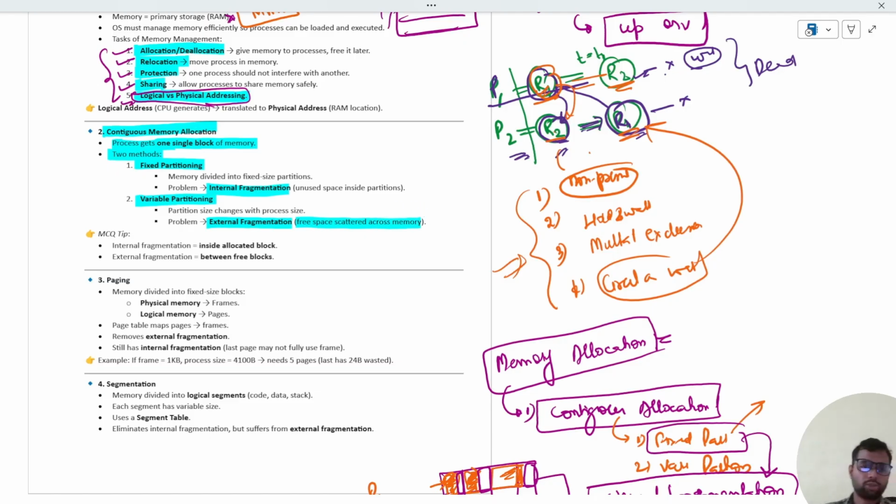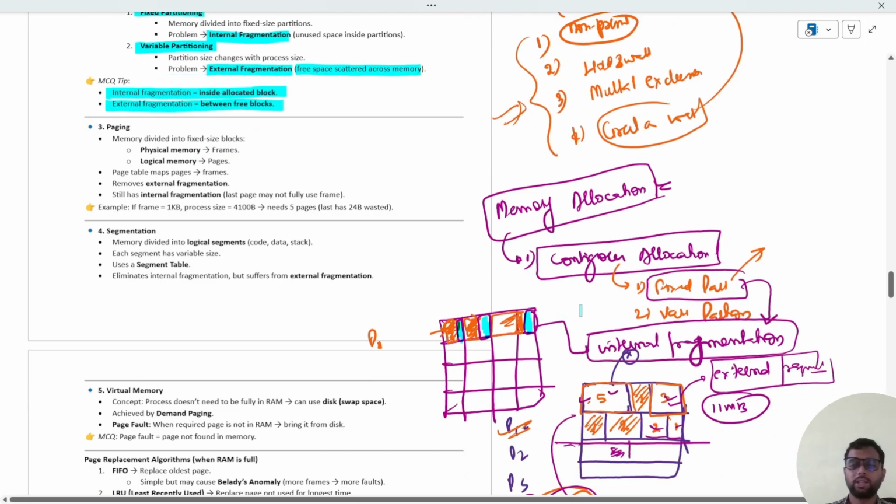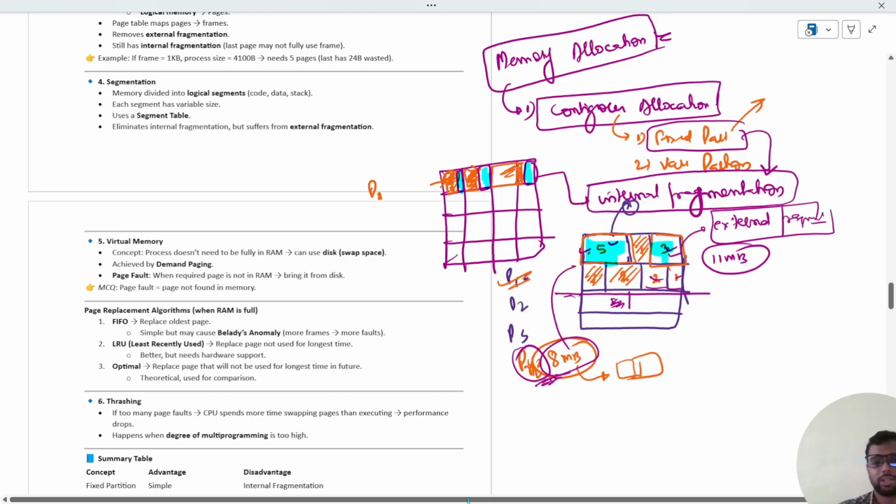Okay. So internal fragmentation means what? Inside an allocated block, there is free space. External fragmentation is free space between blocks. This is the internal free space for internal fragmentation, and this is the free space between the blocks. So this is the external fragmentation.